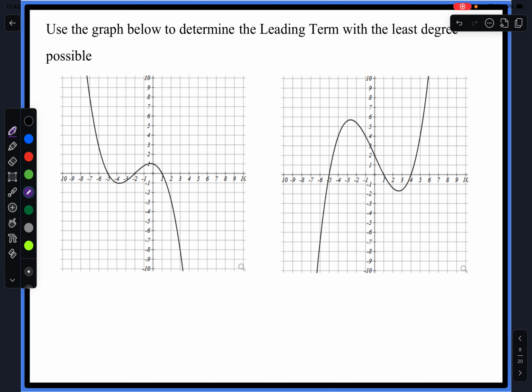So for this question here, we're asked to use the graph to determine the leading term with the least possible degree. Because these functions are polynomial functions, what we're asked to identify from the polynomial is essentially just what is this term? What are the numbers for this value here and the degree of this thing?